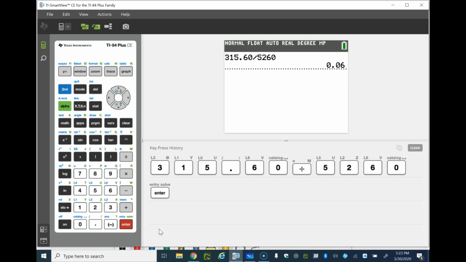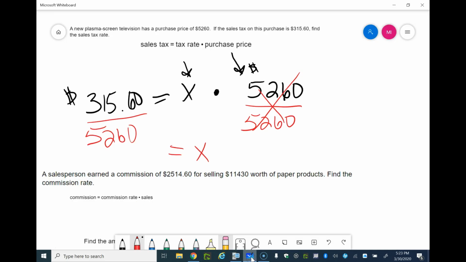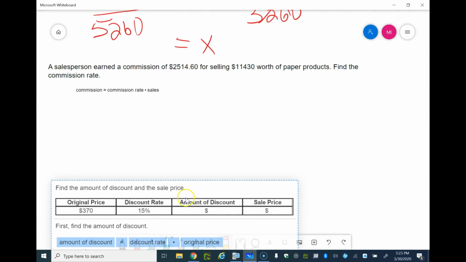Now with this one, we have to change it to a percentage because the tax rate is a percentage. To do that, we take our calculator and multiply by 100, or you can move the decimal 2 places to the right. So the answer for this problem is going to be 6%. That's the sales tax on this TV, a 6% tax. So let's move further to commissions.